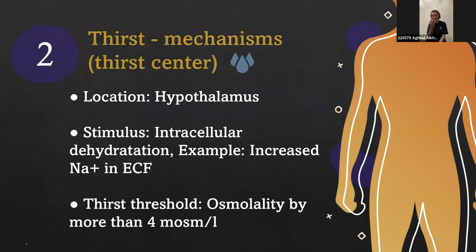Now for thirst, we said three mechanisms. So osmoreceptors, ADH system, thirst, and hunger. Okay, thirst and hunger aren't really that difficult. So thirst mechanisms, or the thirst center. Okay, their location, it's in the hypothalamus, and the stimulus for thirst is intracellular dehydration. For example, increased sodium in ECF. Okay, so the more sodium, the body interprets that as we don't have enough water, so you get thirsty, right? So again, it has to do with osmolality, right? And this is the threshold for it.